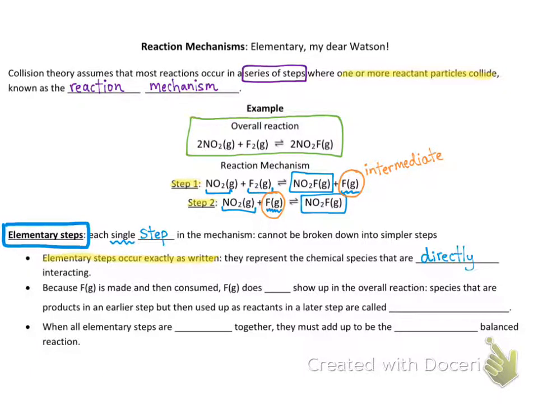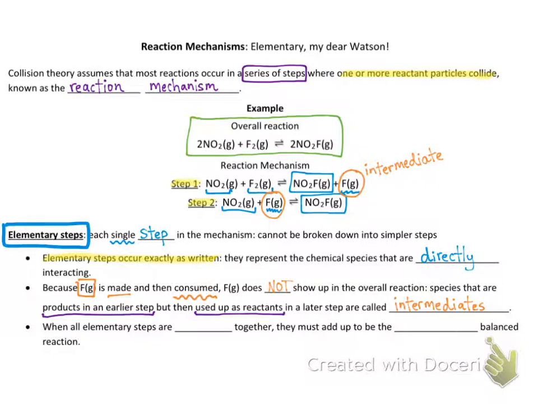In this particular reaction mechanism, a single fluorine atom is first made, but then it is immediately used up. So it turns out F by itself does not show up in the overall reaction. As I mentioned, this is called an intermediate. The key to recognizing an intermediate in a reaction mechanism is that the first time you see it, it will show up as a product in an earlier step, and then later it will be used up as a reactant. In this case, it was the first step and the second step because there were only two steps in the mechanism, but there can be mechanisms with more than two steps.